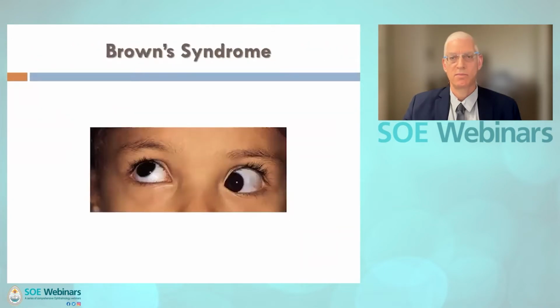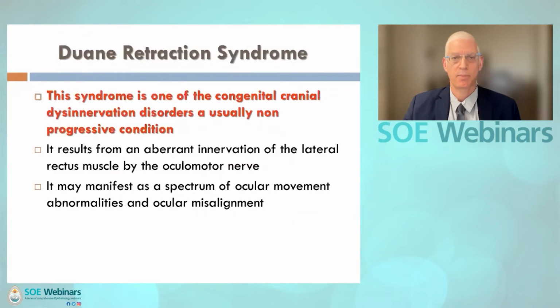In Brown syndrome, the strabismus manifests when the patient tries to elevate the eyes in adduction. The inability to elevate the eye is secondary to problems involving the superior oblique tendon or sheath in the area of the trochlea. It may be secondary to congenital or acquired causes, such as trauma, surgery, or inflammation.